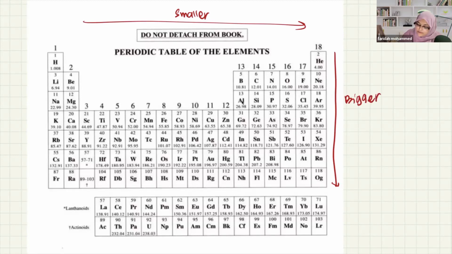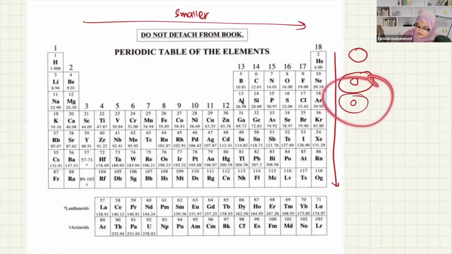The easiest reason is the one going from top to bottom, because as you go down, you're adding another shell. As you add more shells, it's going to become bigger and bigger. In the first period, you only have one shell. In the second period, you have two shells, so of course it becomes bigger. In the third period, you have three shells. So that's the reason why it becomes bigger and bigger.